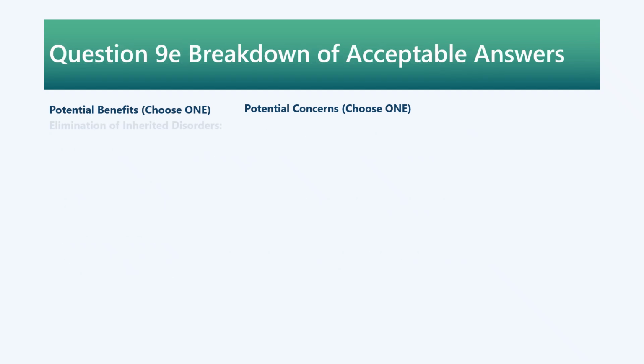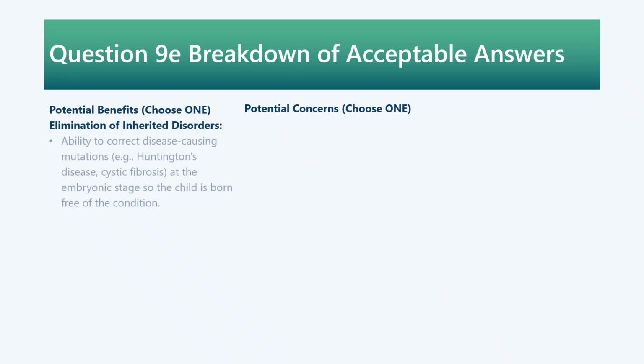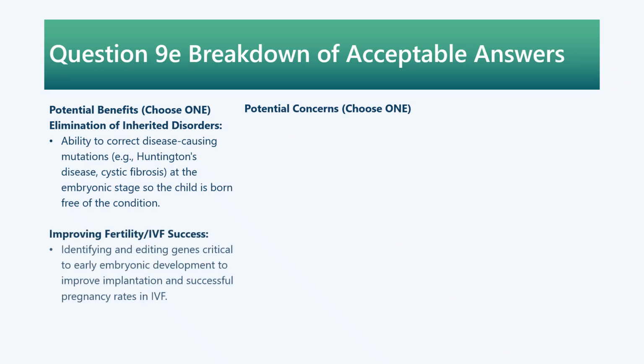Potential benefits, choose ONE. Elimination of inherited disorders: ability to correct disease-causing mutations, such as Huntington's disease, cystic fibrosis, at the embryonic stage so the child is born free of the condition. Improving fertility, IVF success: identifying and editing genes critical to early embryonic development to improve implantation and successful pregnancy rates in IVF.